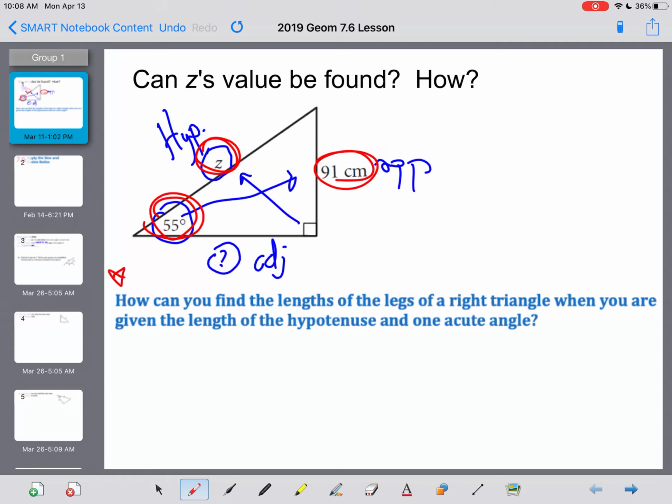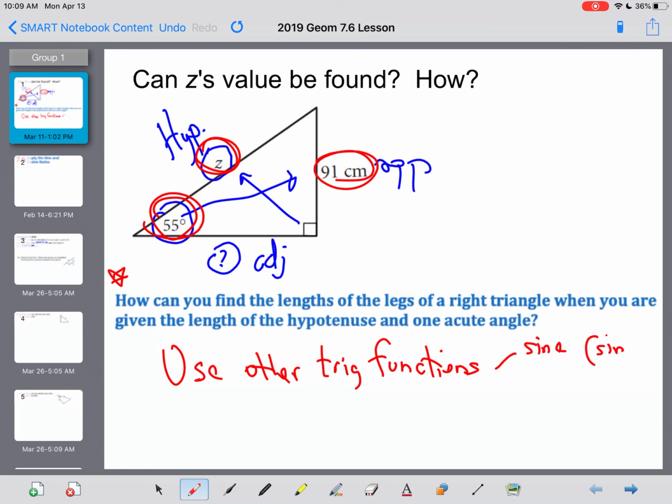So looking down here at our essential question: how can you find the lengths of the legs of a right triangle when you are given the length of the hypotenuse and one acute angle? Kind of not exactly the item here, but we do have two other functions in trig, meaning trigonometric functions. We have the sine function, which we abbreviate sin, and then we have cosine, and that's cos.